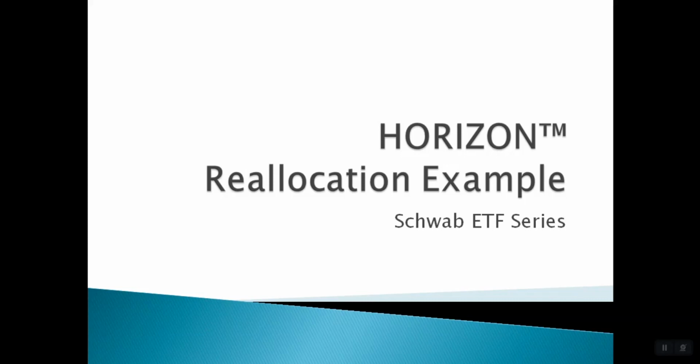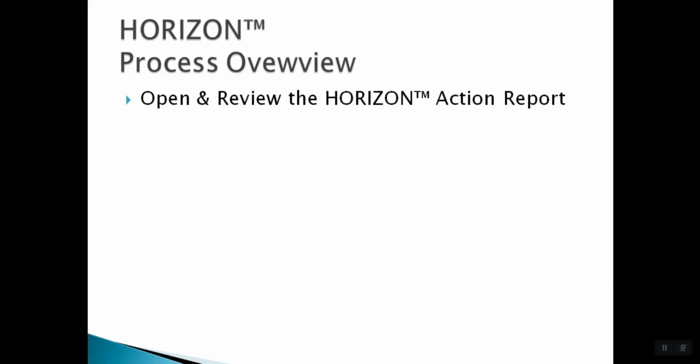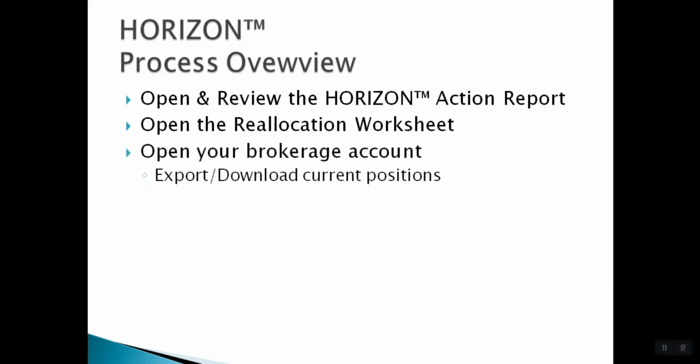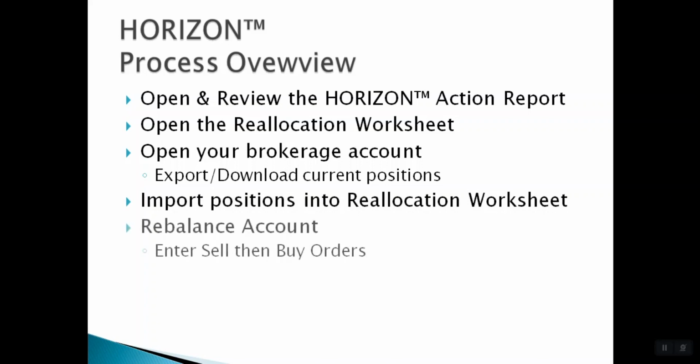In this video, we're going to be going through the main steps of the reallocation process. First, we're going to open and review the Horizon Action Report. We're then going to open the Reallocation Worksheet, and then we're going to access our brokerage account where we will use the Schwab website feature to download our current position information. That information will then be imported into the reallocation worksheet, which will automatically generate for us all the transactions that we need to rebalance our Schwab account.